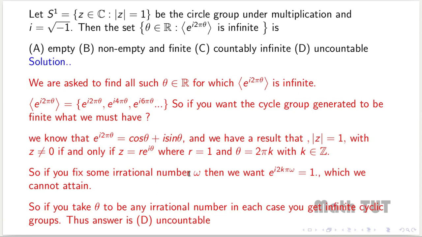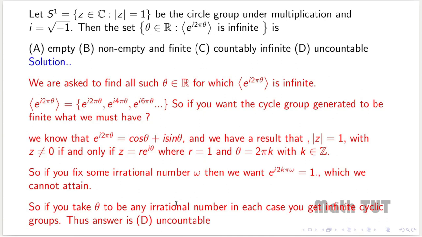Okay, so what you get is, since we have an infinite number of irrational numbers in the set of real numbers, the set of all theta for which it happens is basically uncountable, because the set of irrationals is uncountable in R. So this question is actually option D.